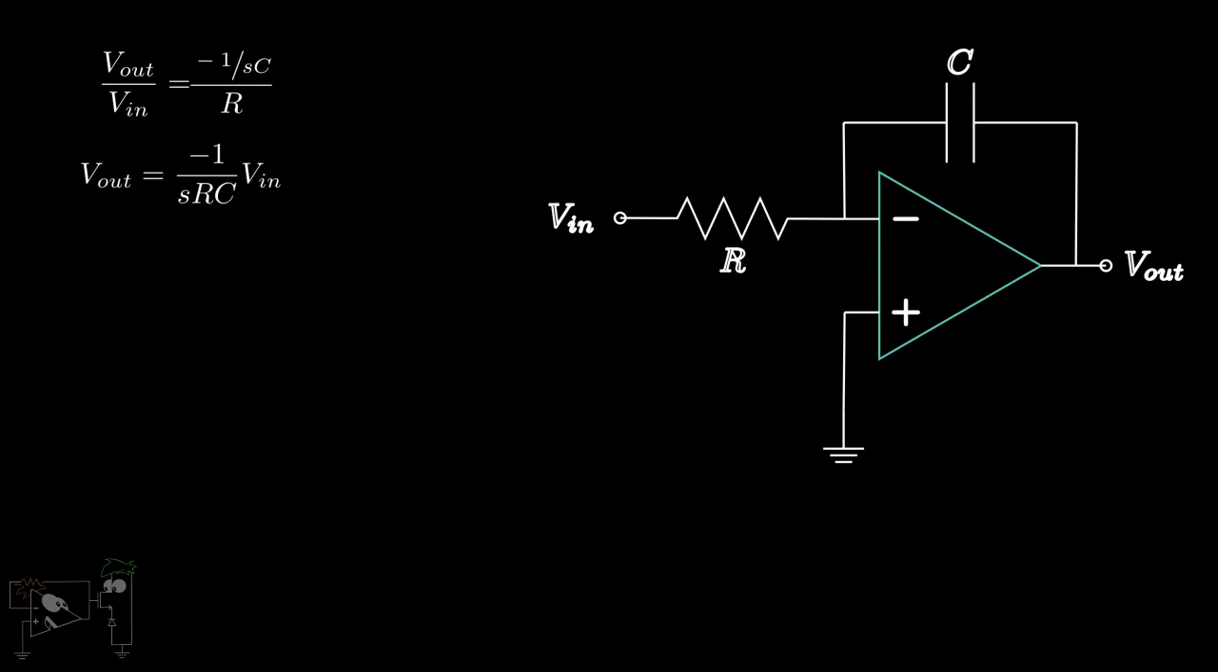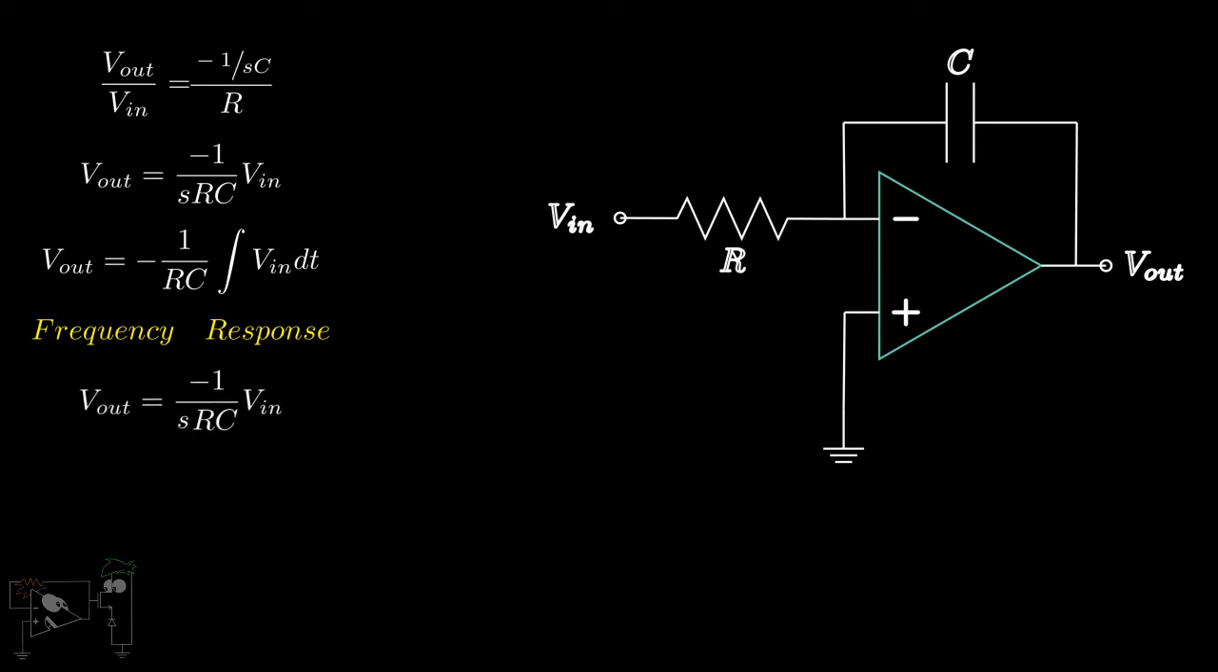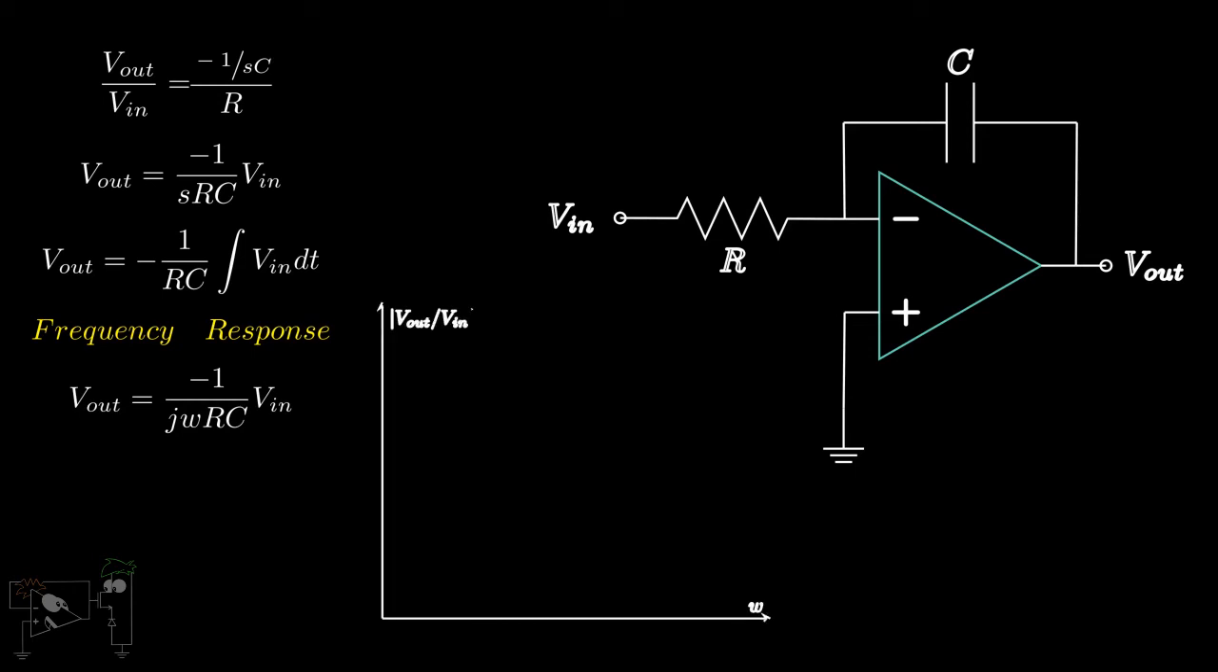Dividing by s in the Laplace domain is equivalent to integration in the time domain. Hence, Vout is minus the integral of Vn upon RC. The circuit provides a pole at the origin. If we substitute s equal to j omega in this equation, we get the frequency response of the circuit. This figure shows the magnitude of Vout by Vn as a function of frequency. As you can see, this circuit also acts like a low-pass filter in a sense.